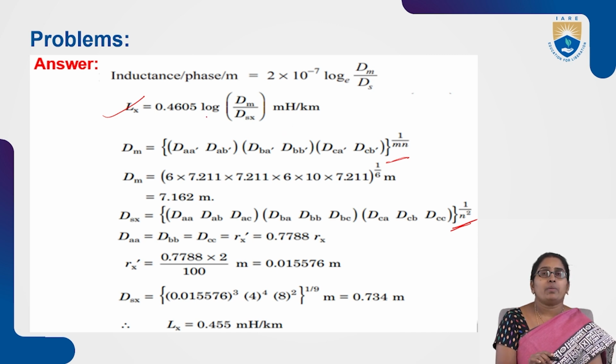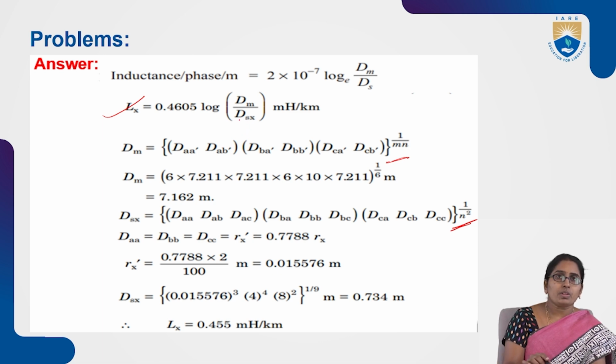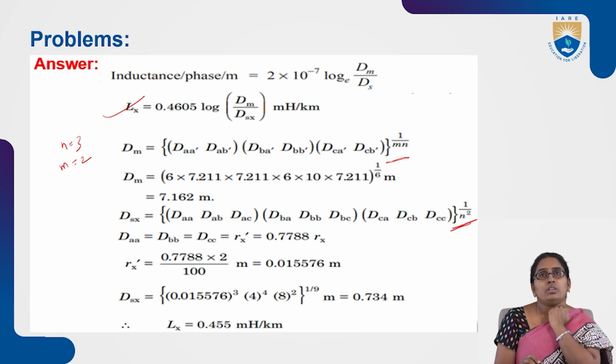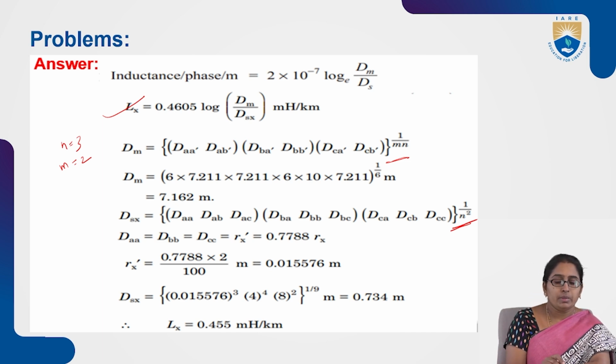Okay, now here is how to calculate DM and DS. DSX means with respect to conductor X, which has strands of 3. Remember, small n is 3 and small m is 2. Then DM is given by this expression.